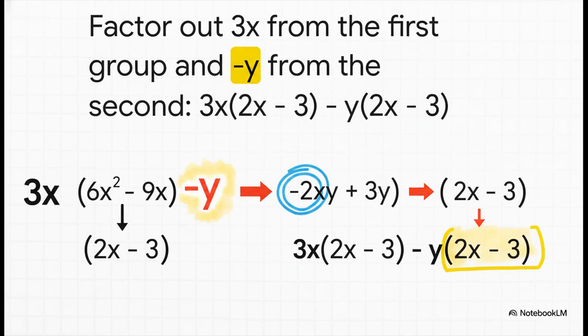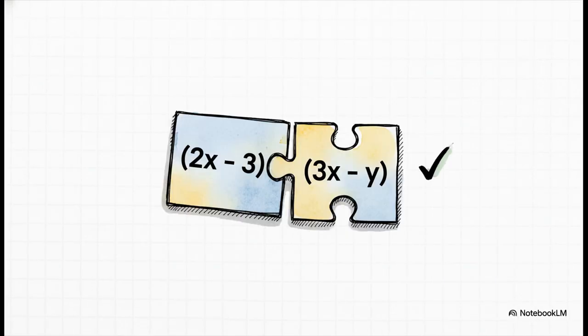So now we can factor our new groups. From the first one, we pull out a 3x, leaving us with 2x minus 3. For the second group, we've got to watch those signs again. We'll pull out a negative y, and that leaves us with a matching 2x minus 3. Perfect. And the final step from here, it's a piece of cake. Factor out that common 2x minus 3, and our answer is 2x minus 3 times 3x minus y. Done.